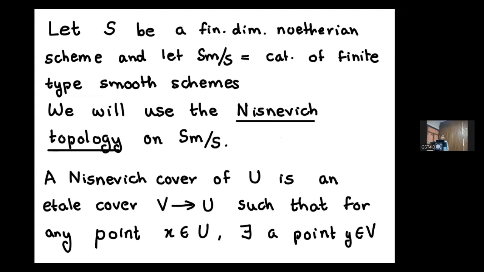I fix some base scheme S, which should be a finite dimensional Noetherian scheme. I think it would be fine if you just take S to be the spectrum of a field. Then we look at the category Sm over S, the category of finite type smooth schemes over S. I'm not saying that the morphism from the scheme to S is smooth; I'm just saying the smooth scheme itself is smooth. That's actually important. I'm talking about smooth schemes over S, not schemes which are smooth over S.